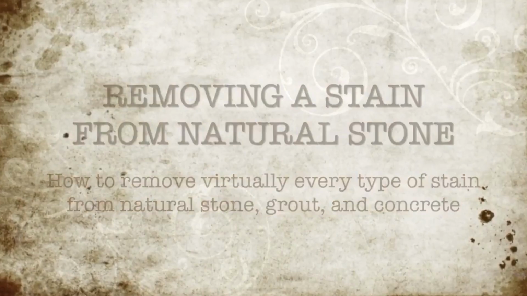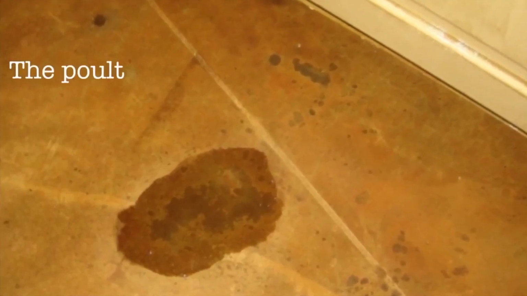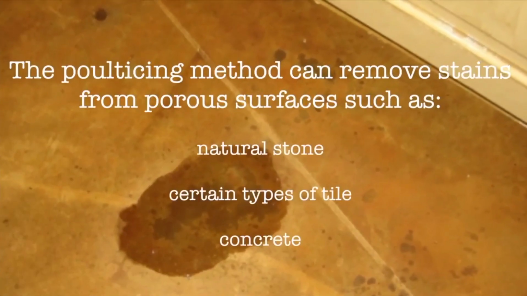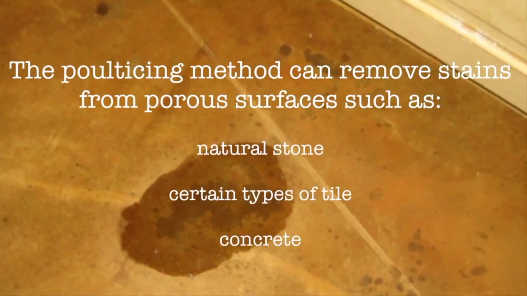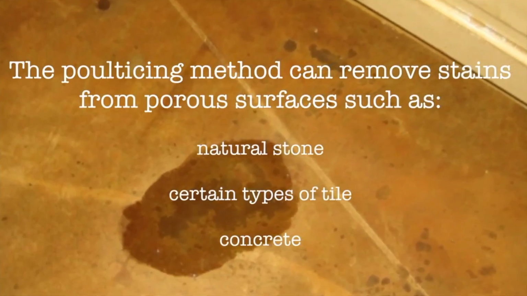What should you do if you have a stain on your natural stone? We're going to show you the poulticing method, a trick the pros use. This method is effective for removing stains from almost any porous surface, such as stone, tile, and even concrete. As with any stain, the first thing you'll want to do is identify the source. This will be easy if you know what was spilled. Otherwise, look at the color of the stain and consider what has been used in the area.